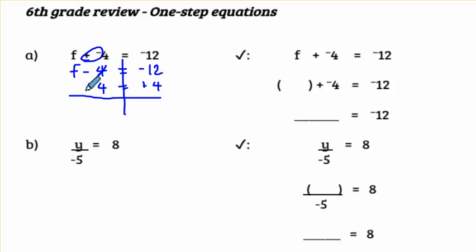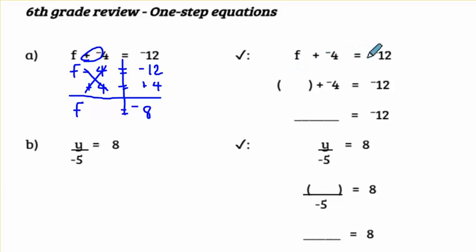All right, luckily for us, minus 4 and plus 4 cancel out, so I'm left with f. I still have an equals. And now I do the math here. The signs are different, so I'm going to find the difference. So 12 and 4, when I subtract, I get an 8, and it's going to keep the sign of the bigger number, which is negative.